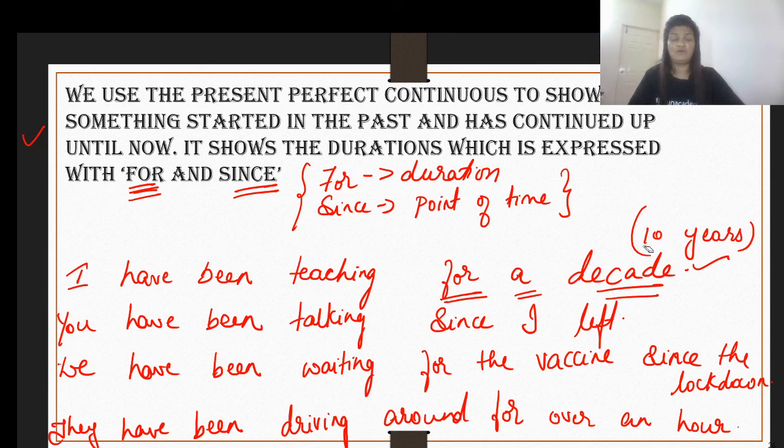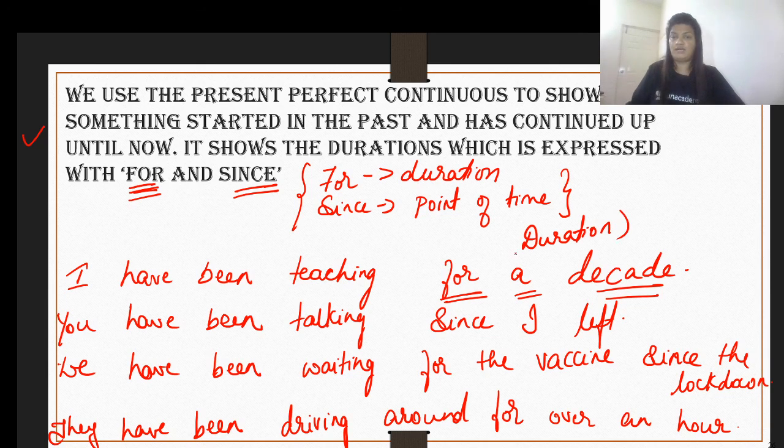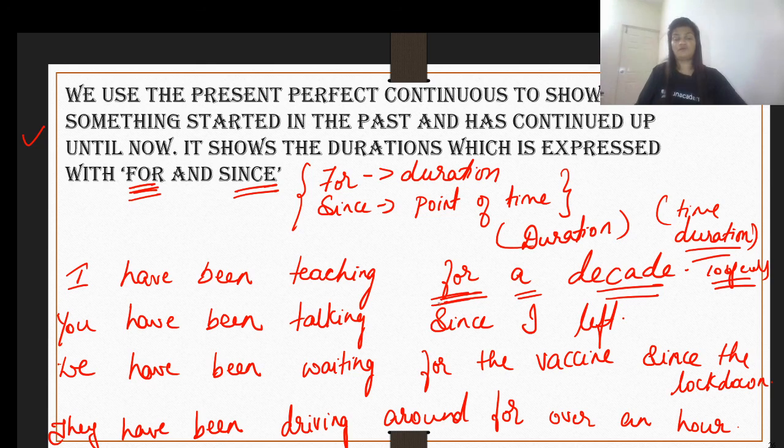So here I'm not telling you when exactly I started. It doesn't say when exactly the action of teaching started, but then it shows the duration, as in this long, the time duration. So it's been 10 years. For a decade, usage of for. I have been teaching for a decade.